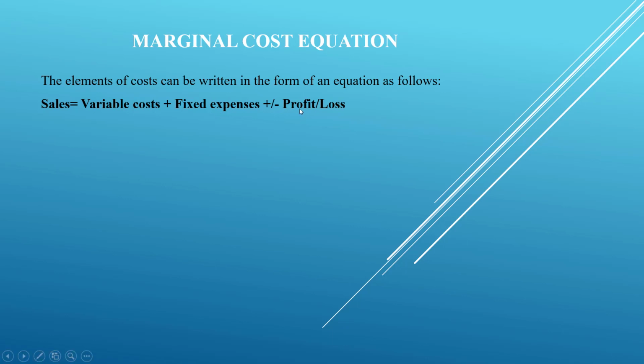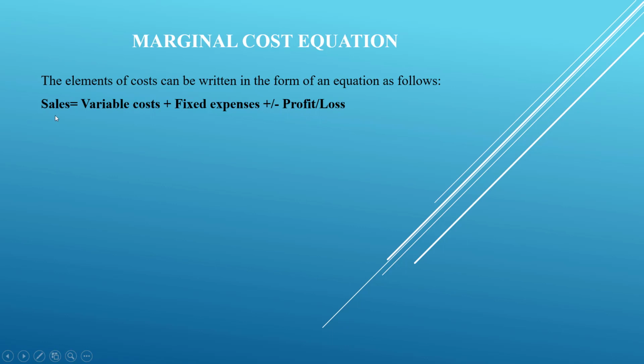Now what does plus or minus profit and loss mean? With fixed expenses you will add if there is profit. You will subtract when it is a loss. You cannot write both items together, that is profit slash loss. Profit will be indicated as plus when you have profit, and when it is a loss it has to be minus.